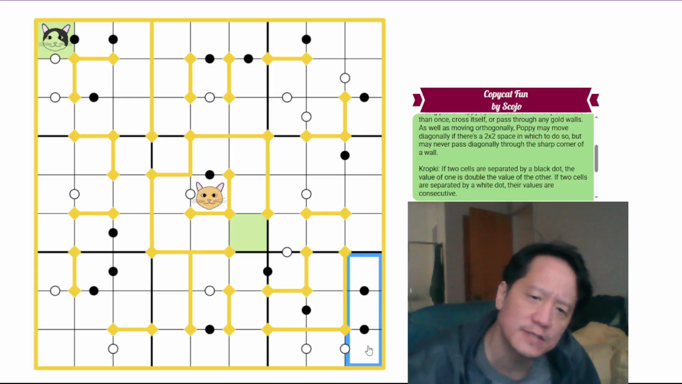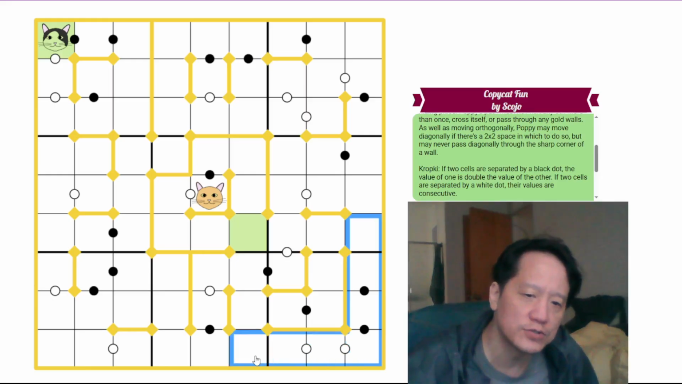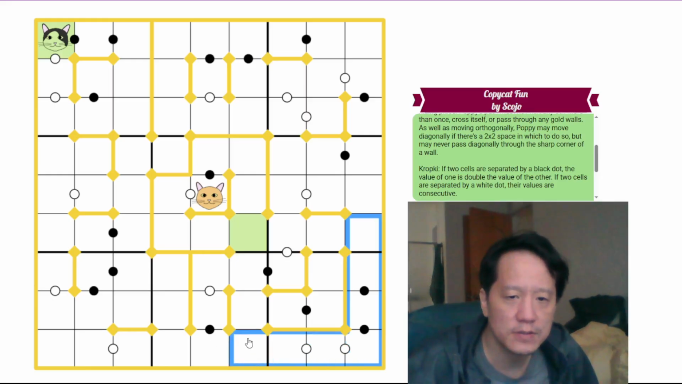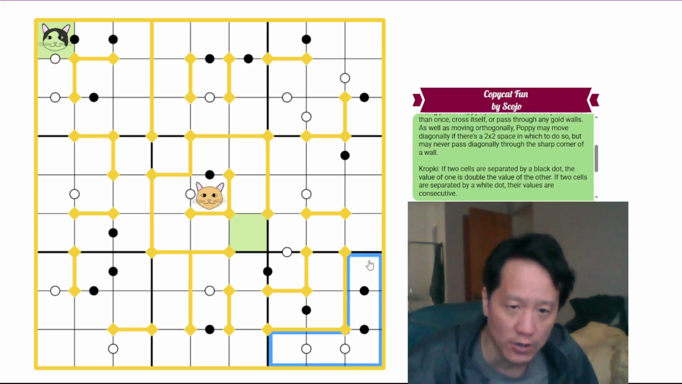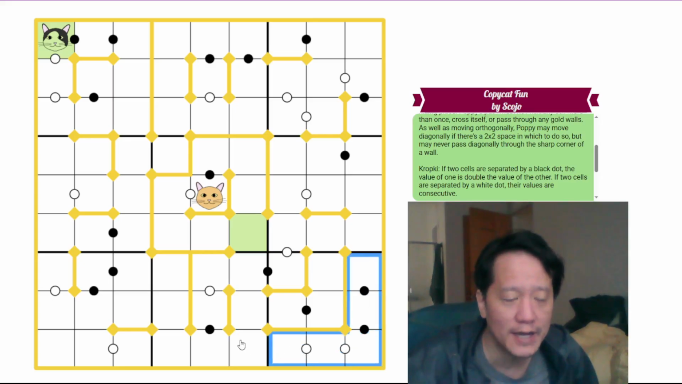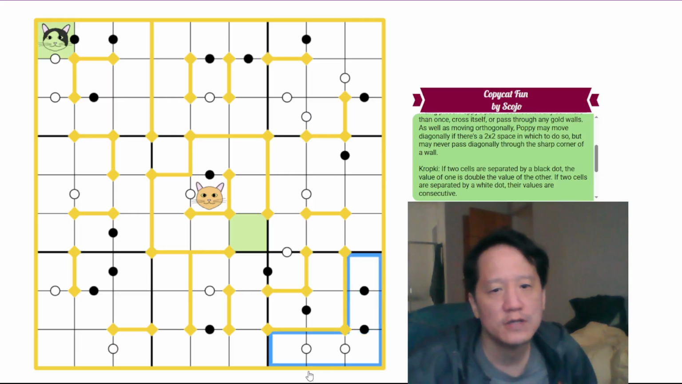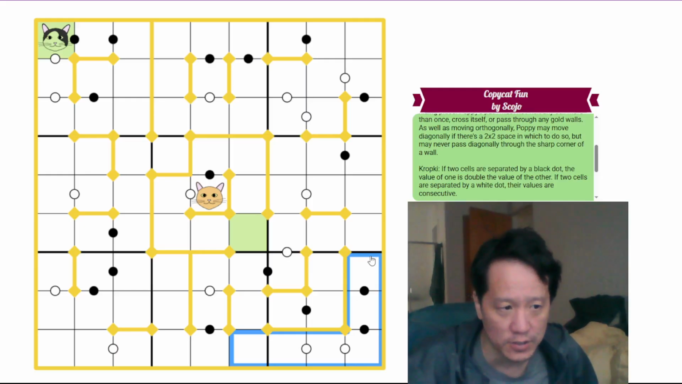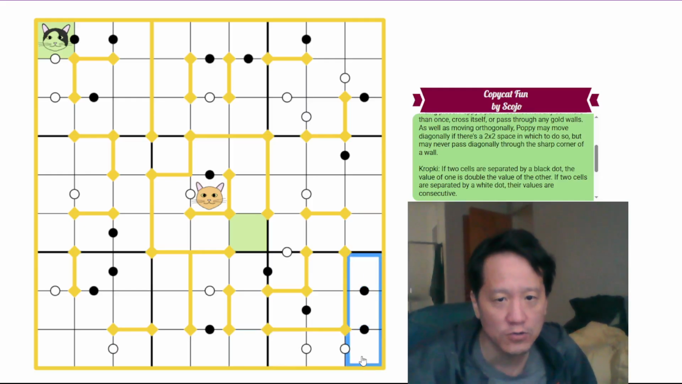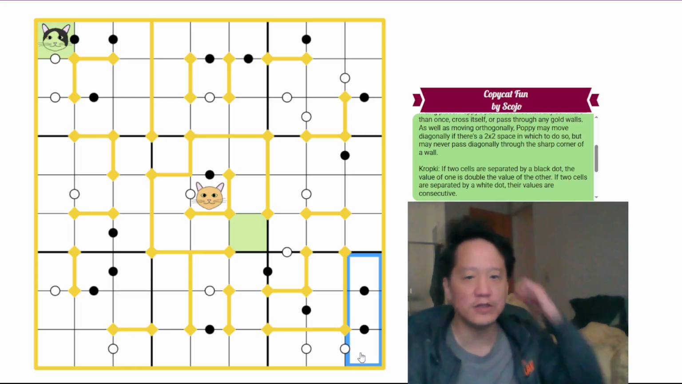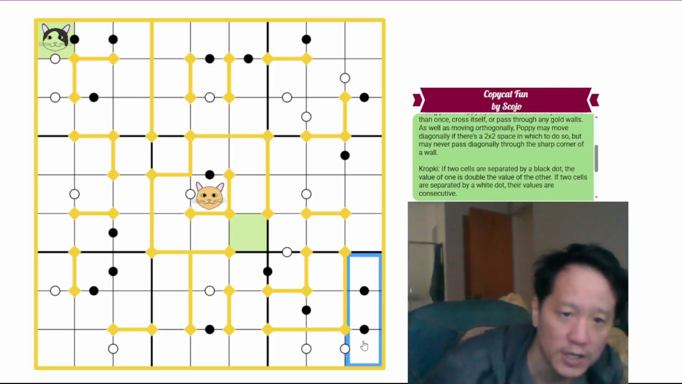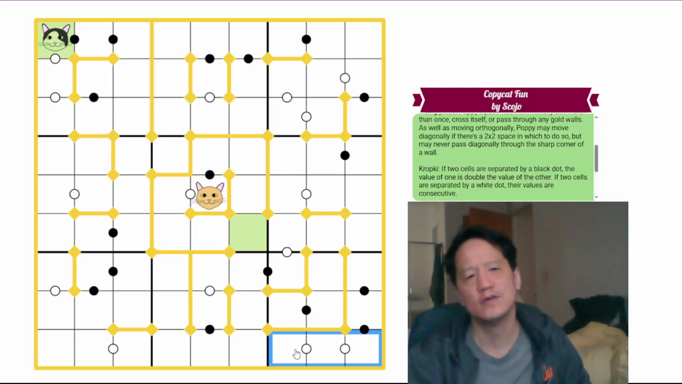Doesn't that mean this? So the question is, say Poppy never enters here. So Poppy has to either enter all of these cells or enter none of them. If Poppy doesn't enter any, because it enters and exits this way, then these are the correct values. So then these would be in a 1 to 2 ratio, and these would have to be consecutive.